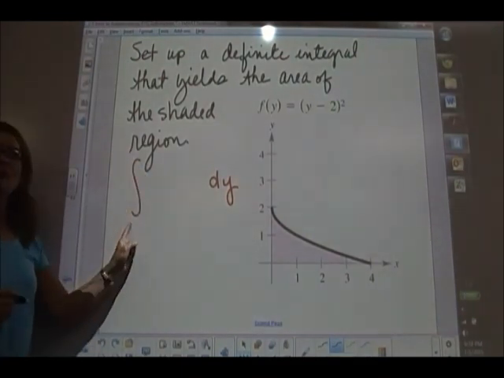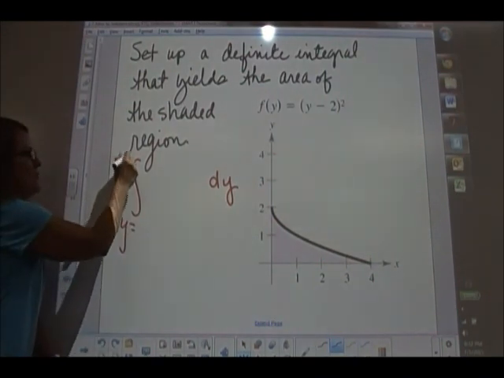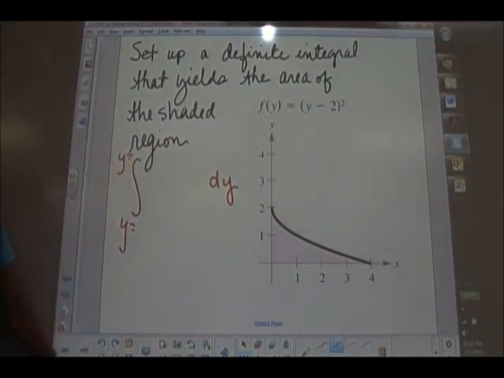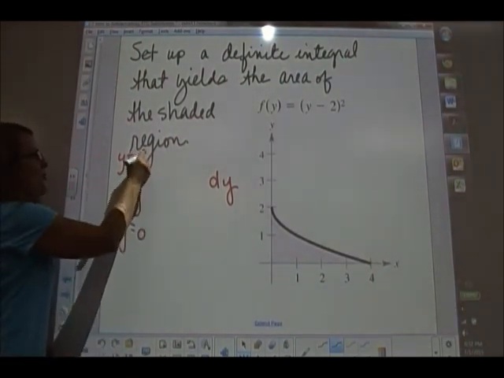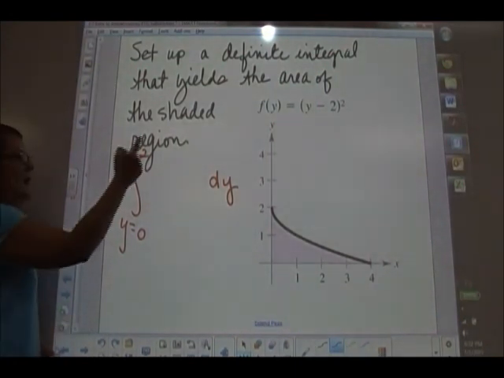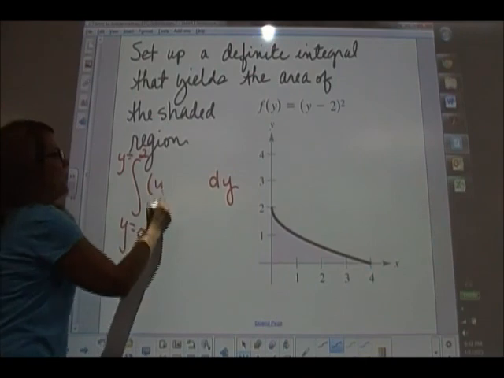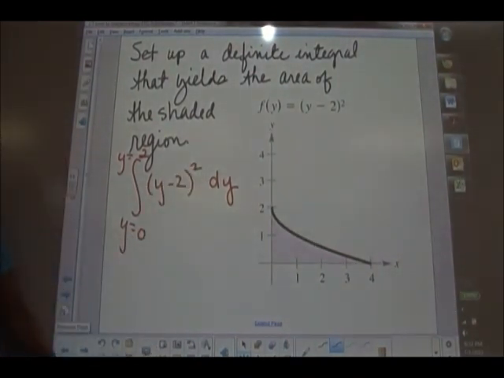If I'm integrating with respect to y, my boundaries will be y values. So 0 and 2. Good. Lower to upper. Lower to upper. And then my velocity function is (y minus 2) squared. There's the setup that will help me find the area under that curve.